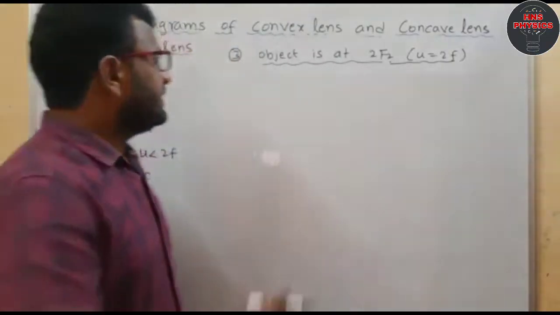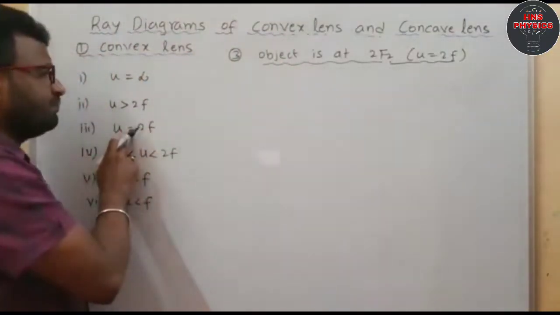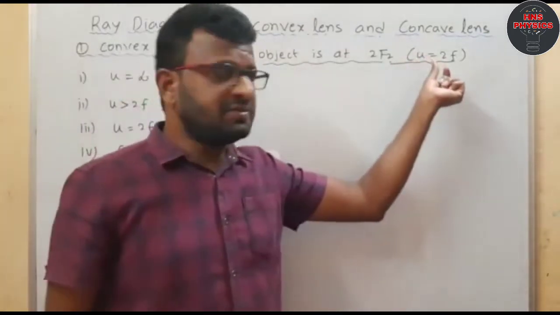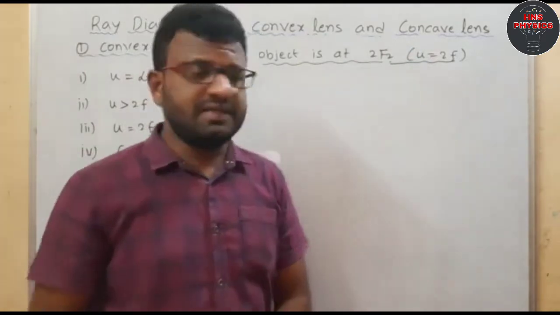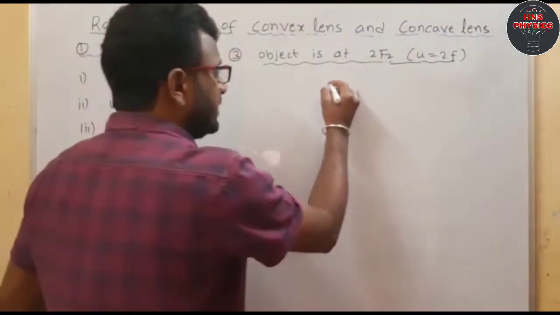Come to the third one. Your object is at 2f2, that is nothing but the object is placed at the double focus of the lens, right? So I am taking a convex lens.